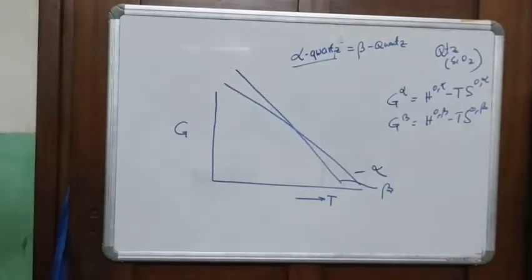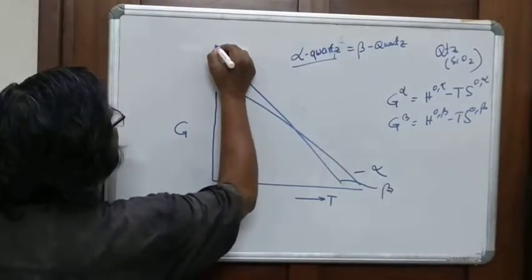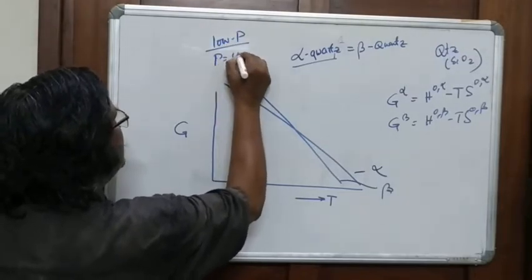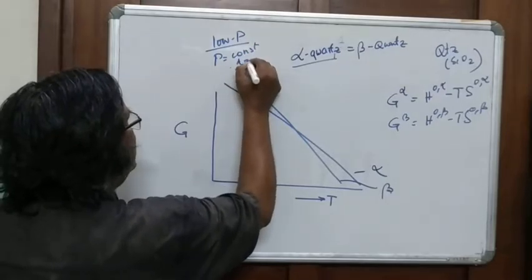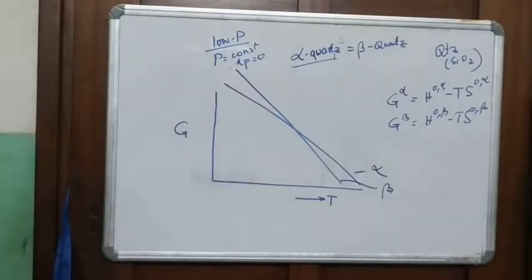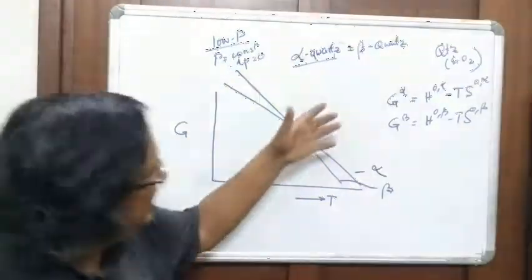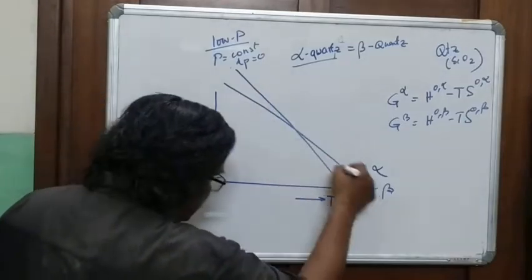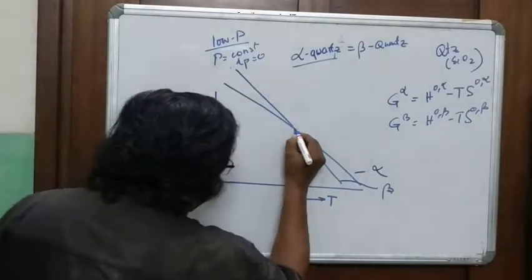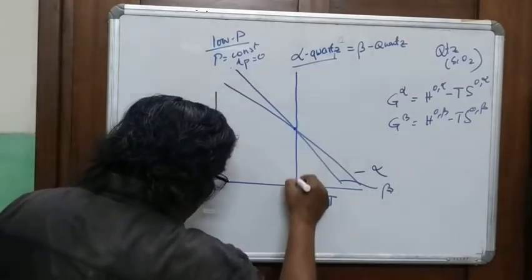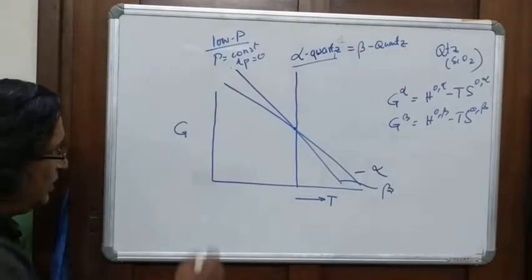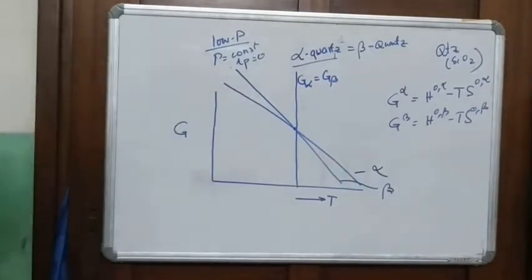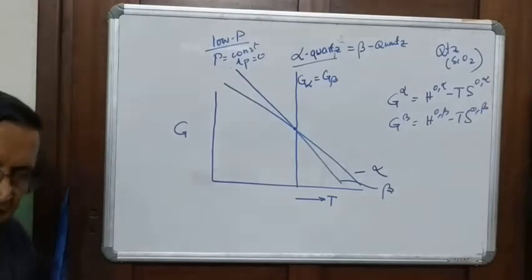That's the expression. And we are taking a situation where we have either low pressure constant, or P is equal to constant, or dP is equal to 0. So if P is a constant, dP is equal to 0. So we have taken this situation. And the two curves intersect. So at the point of intersection here, G alpha is equal to G beta. At the point of intersection, G alpha is equal to G beta.